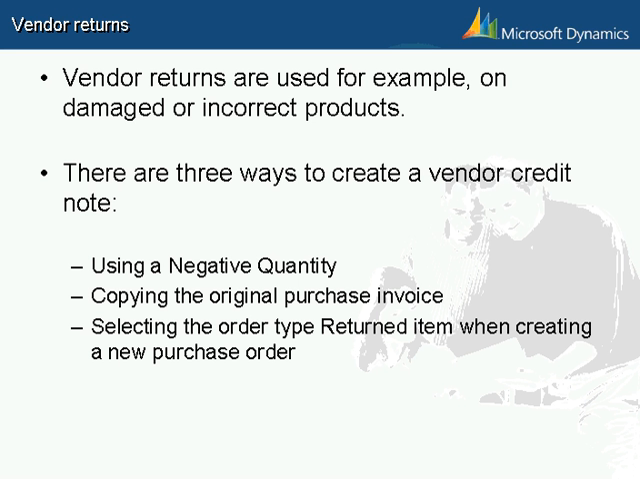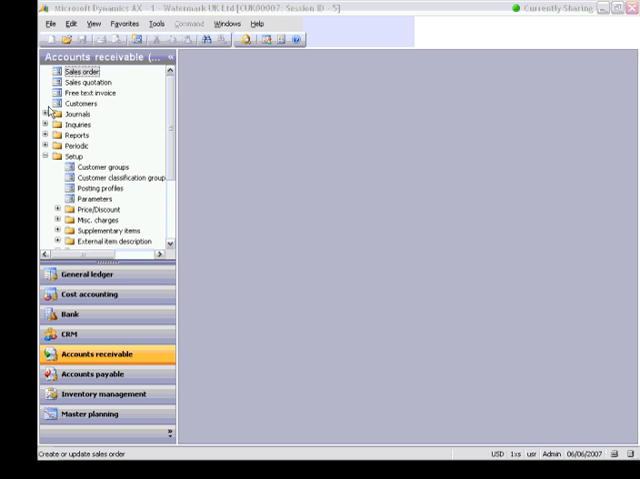Second, copy the original purchase invoice. Another way to issue a vendor credit note is to copy a previously posted purchase invoice. The copy feature is a time-saving feature, as it prevents you from having to key in the original purchase information from scratch. Let me show the exercise.